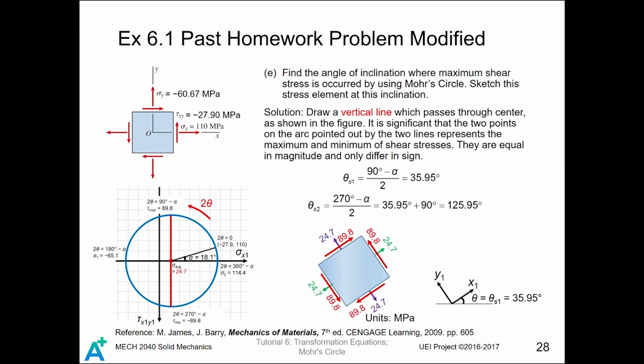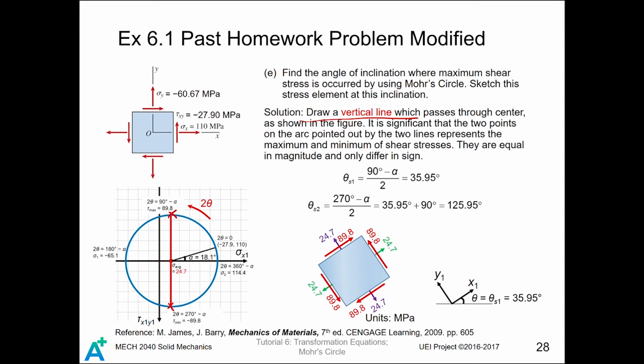How about the angle of inclination where the maximum shear stress occurs? Let's try using the Mohr circle. For the maximum shear stress, observe that this Mohr circle is symmetrical about the sigma x1 axis. To do this, we draw a vertical line which passes through the center of the Mohr circle. Those two points represent the maximum and the minimum shear stresses, but actually the shear stresses are just equal in magnitude. So on this vertical line, you can obtain the maximum shear stress.